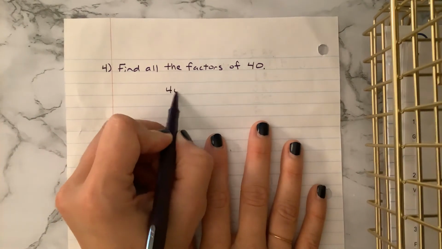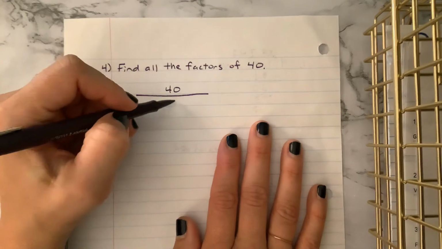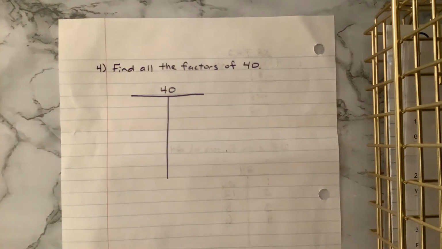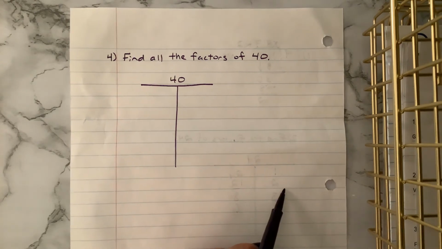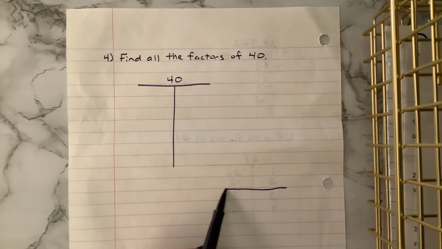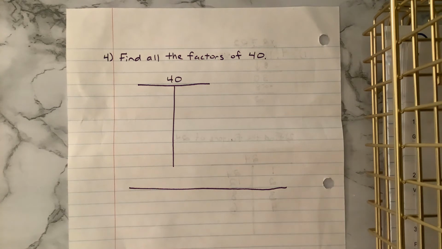So I'm going to get you started. Remember, you're going to create your chart. I want you to pause now. Find all the factors of 40. You're going to list them at the bottom when you're done. When you're done, press play and see how you did.